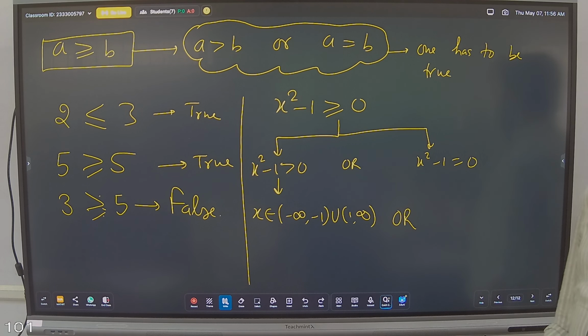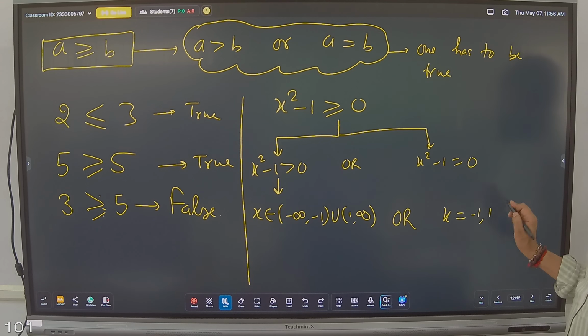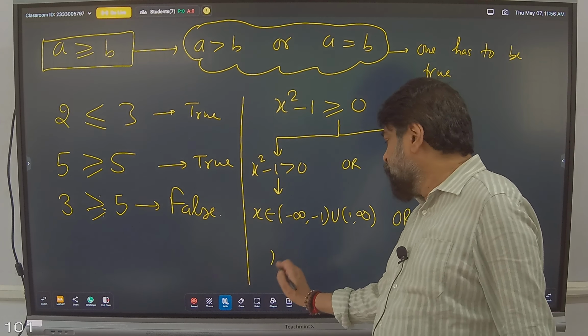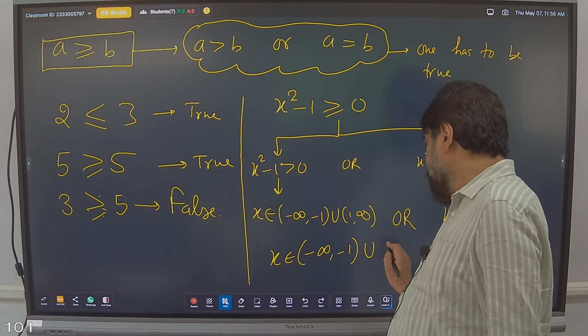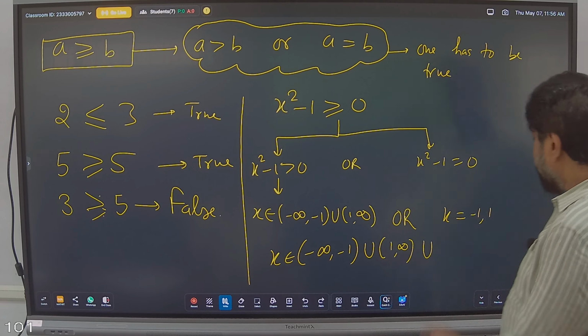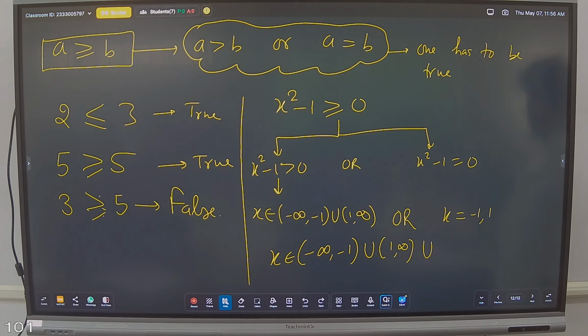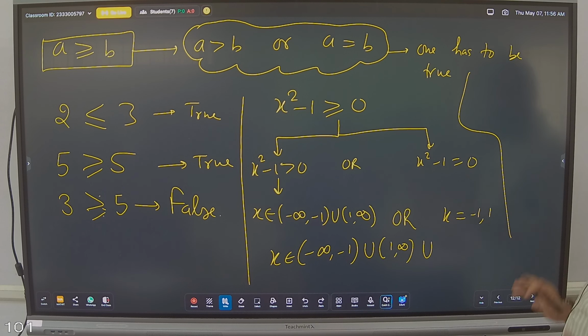X equal to minus 1 or plus 1. As you know, R means union. The x element of minus infinity to minus 1, union 1 to infinity. Now for this R, union, I want to write this slightly changed, so watch it carefully.